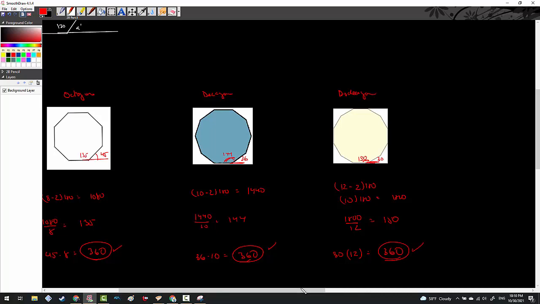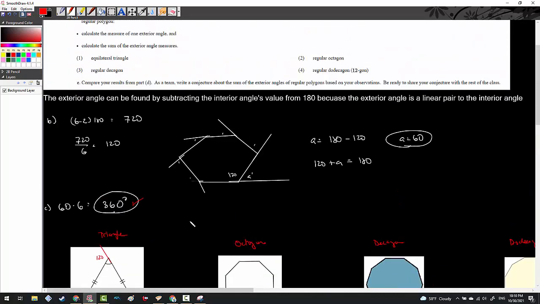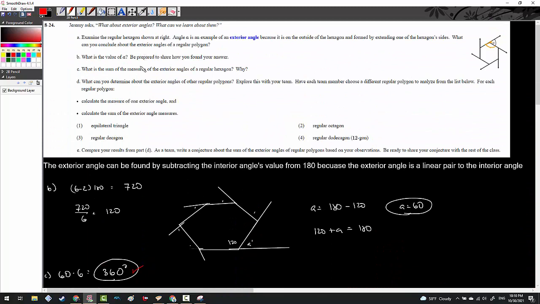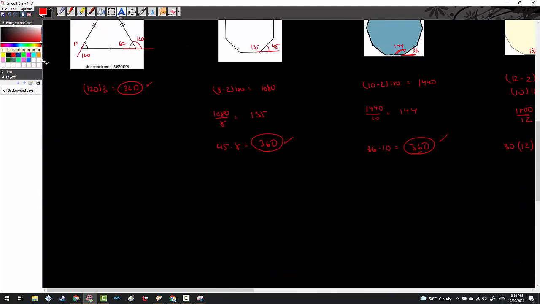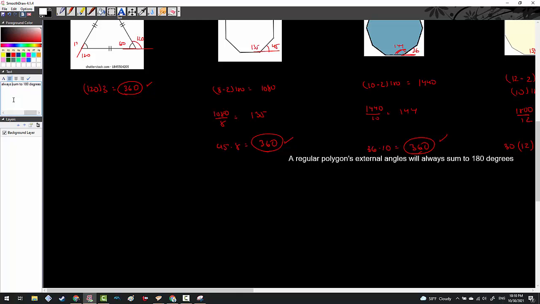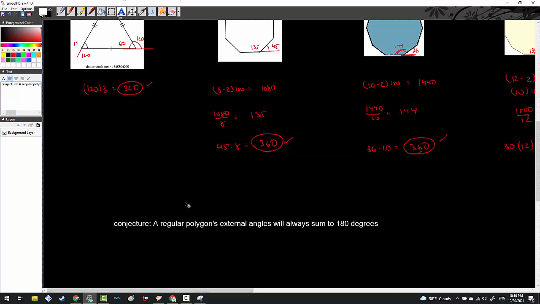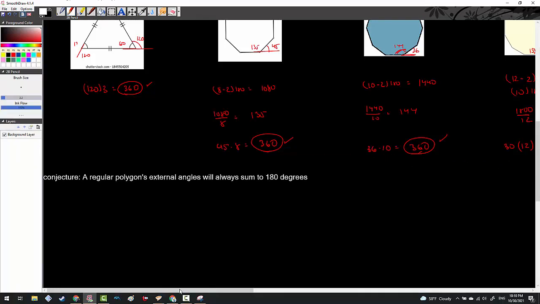So let's see if we can make a generalization about all these exterior angles. Okay, let's write a conjecture about the sum of the exterior angles of regular polygons based on our observations. So what's our conjecture? It should hopefully be something to this effect: a regular polygon's external angles will always sum to 360 degrees. I'll write down conjecture next to that. Okay, cool. I'll be back with the last part of the problem. Give me a second.